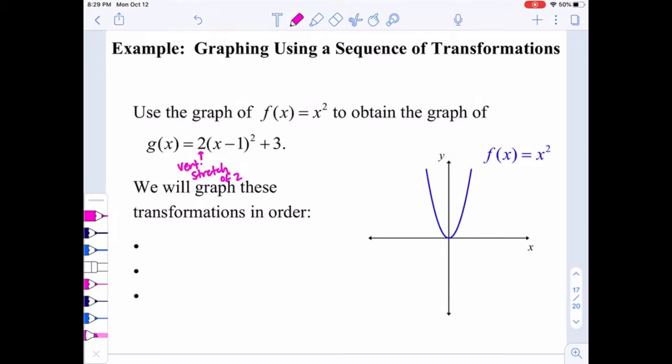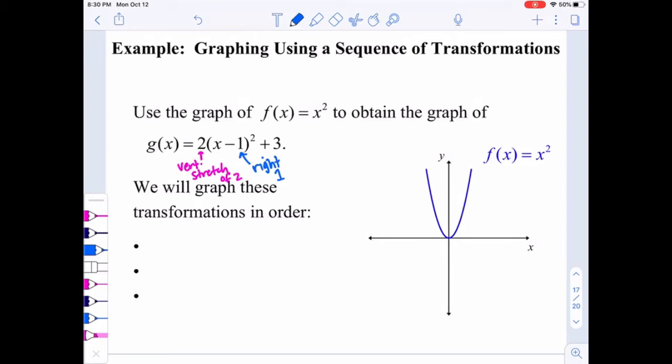What else we have going on is this minus 1, and that's on the inside of parentheses. So inside of parentheses, we need to put it in our head and think about it. We're going to go opposite of what we think it should be. So if we have a subtract 1, that means it's going to shift horizontally to the right 1 because it's opposite of what we think.